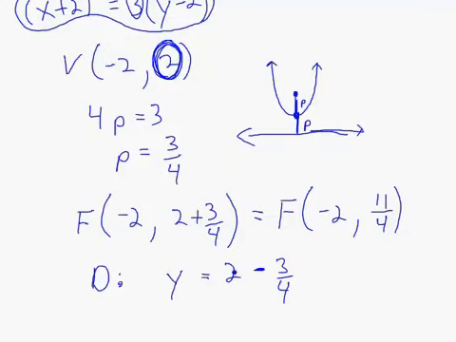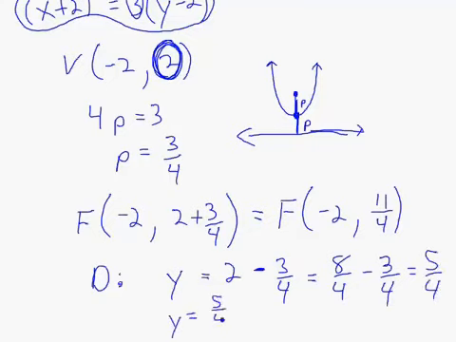So 2 minus 3/4, well, 2 is really 8/4, so it must be 5/4. And you really do want to write the equation as y equals 5/4. So that's your directrix.